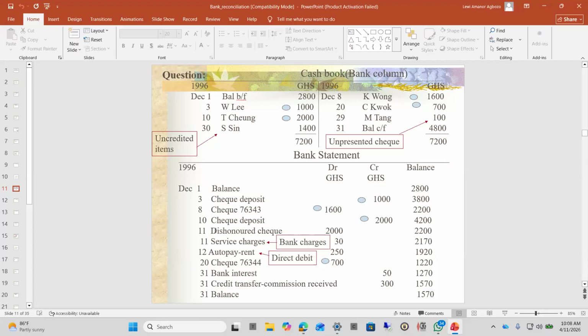And on 10th December, check deposits on the credit side, that's 2,000, and the balance was 4,200. And on 11th December, that is this standard check on the debit side, that's 3,000. The balance is 2,200.